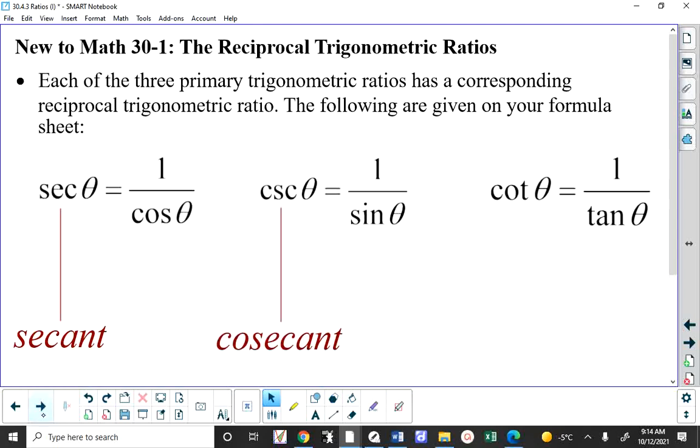CSC is the cosecant of theta. COT is the cotangent of theta. Now, we abbreviate things when we say them, okay? So very often we will say cos theta. And sometimes I get a little sloppy and I just say cos.